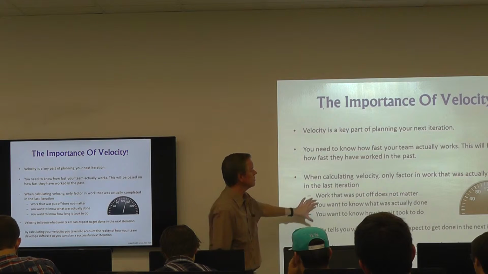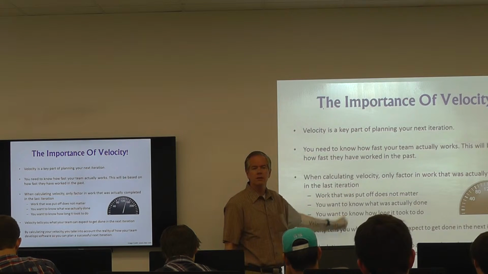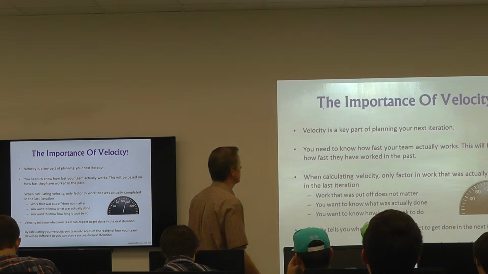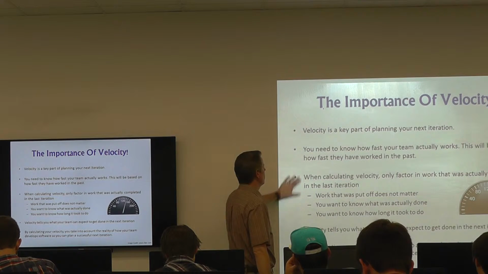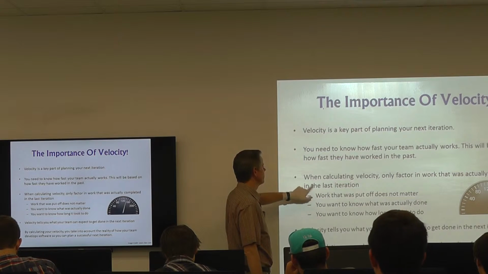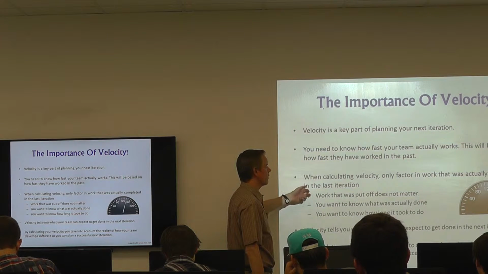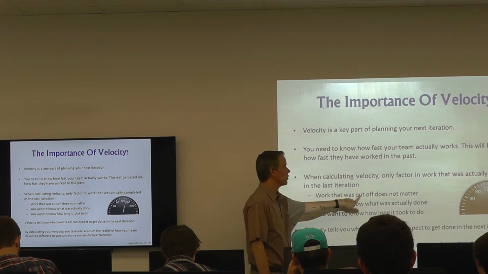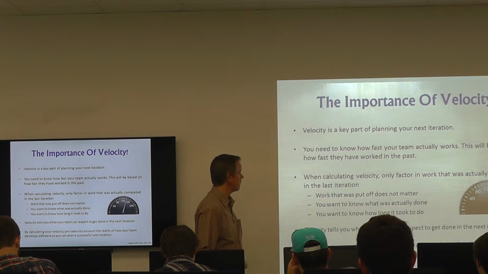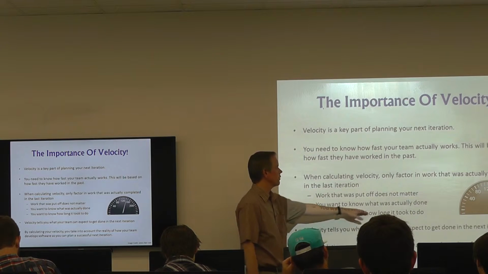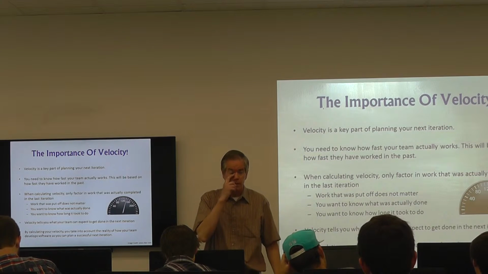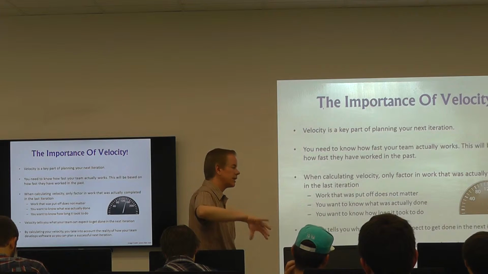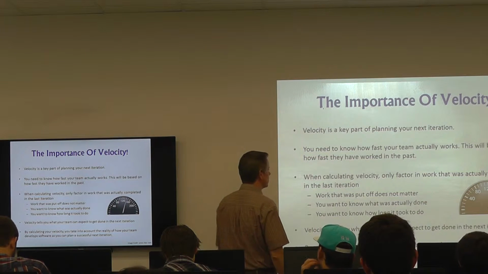So velocity gives us a chance, or a little tool, to make sure that our guesses are a little bit better than just completely pulled out of the air. When we calculate the velocity, we need to take a look back at how things were done and say, hey, what happened in the last iteration? Anything that was put off, we don't really care about because it didn't happen. We want to know what was actually done, and we want to know how long it took to do it. Because ultimately, those are the two inputs that we're going to use to calculate the velocity that relates to the next iteration that we're getting ready to do.